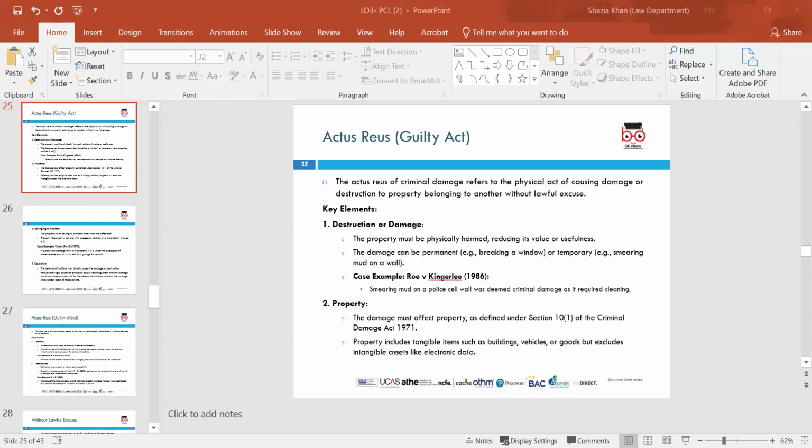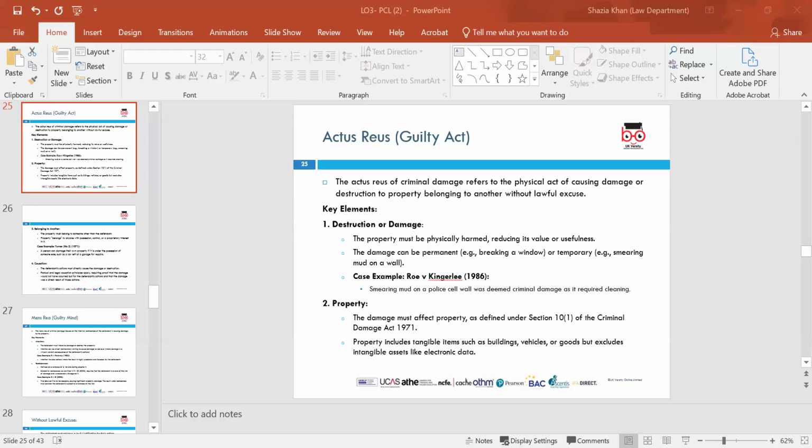You've got the element of destruction or damage, which refers to any action that reduces the value, utility, or normal use of the property. And the case is Roe and Kingerley. Removal of paint on a wall was deemed damage.